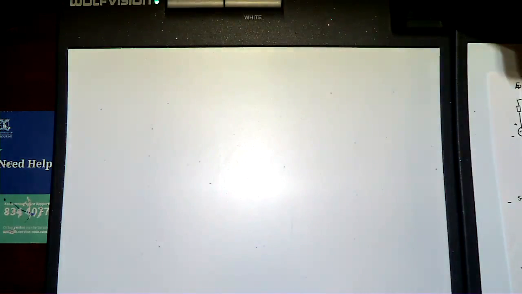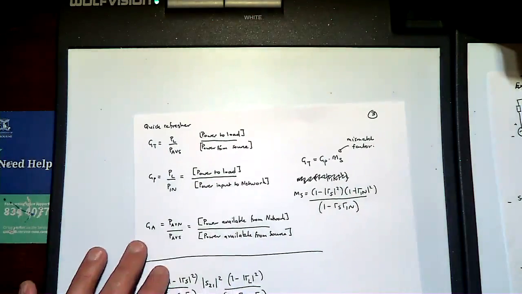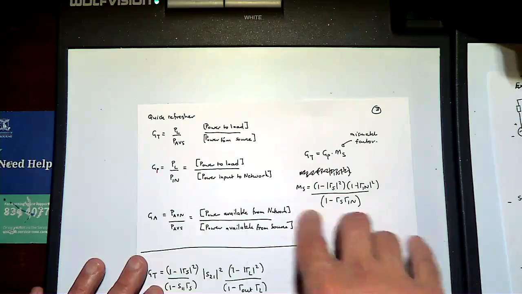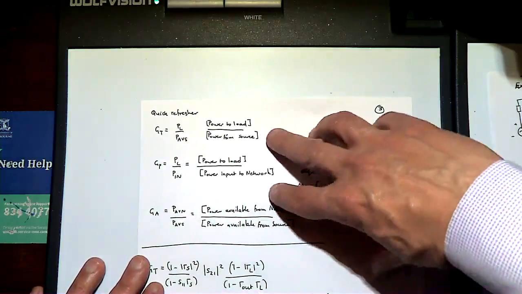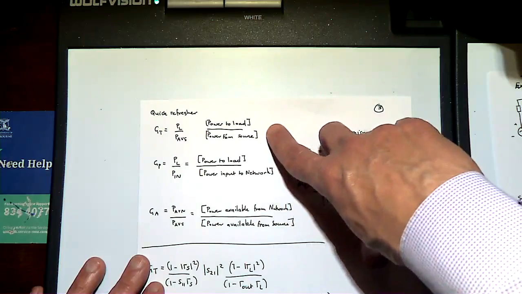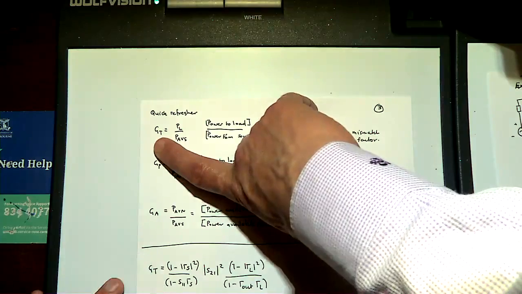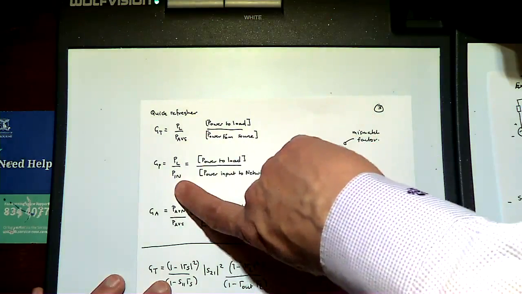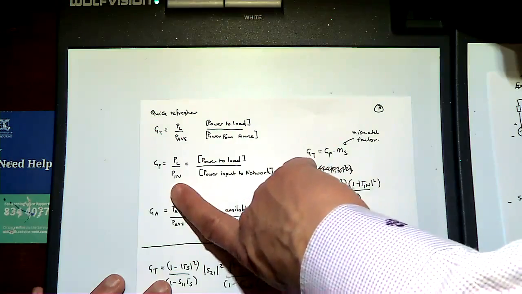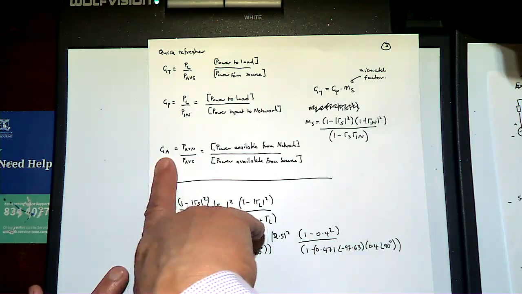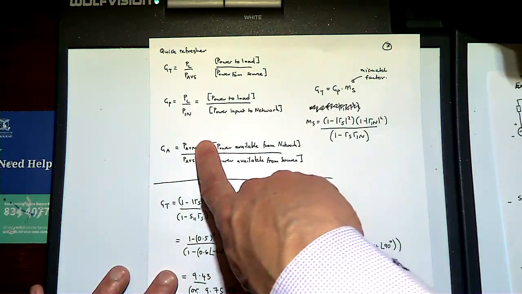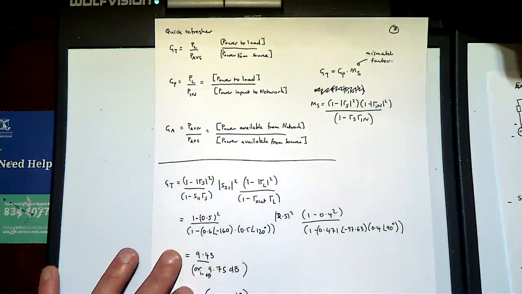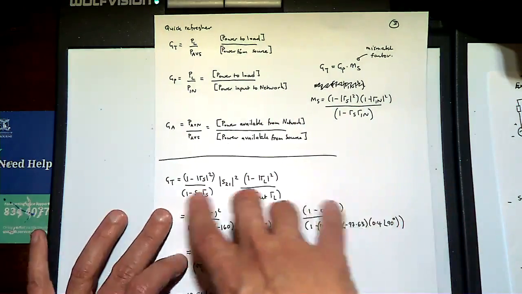Then I've asked you to work out a few other concepts, but because it's all new and fresh in your minds, I'll put these three formulae up as quick refreshers. Transducer gain is P load over P available from the source. GP is the power to the load divided by the power input of the network. Available power gain is the power available from the network over the power available from the source. Now we'd worked out these calculations for GT.